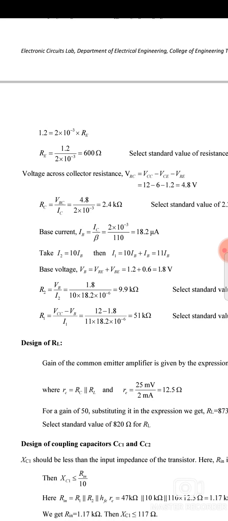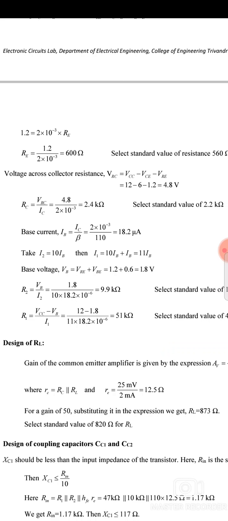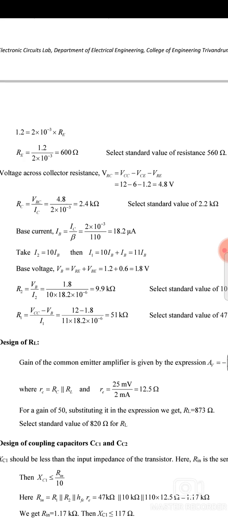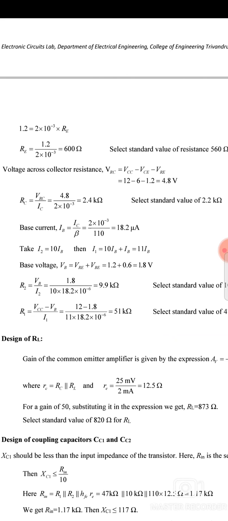These are the standard considerations for transistor amplification operation. That's why the I2 current is 10 times the base current IB, right?